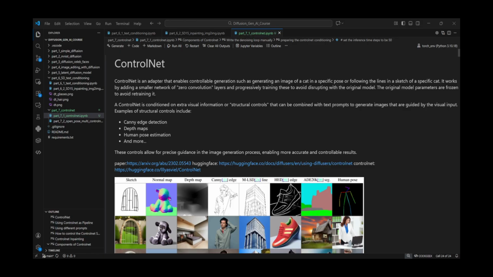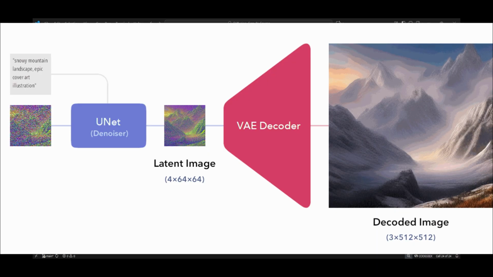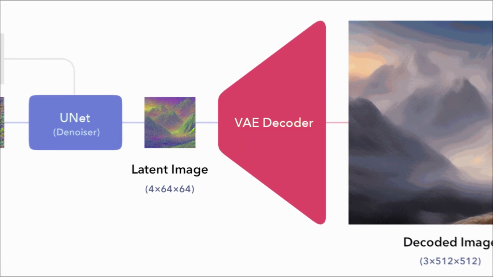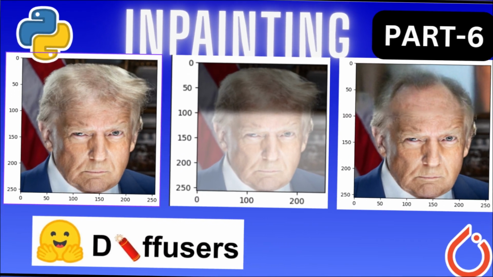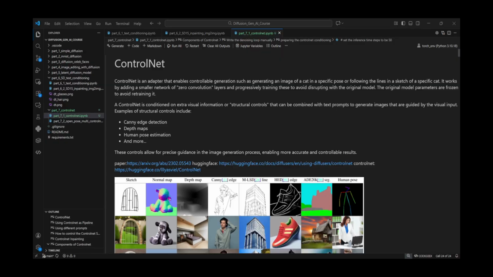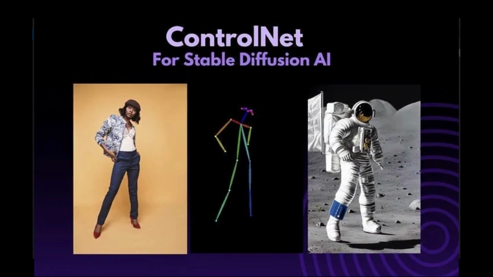So here is the problem with the regular diffusion models. You give them a text prompt, they generate an image, but you don't really have control over the structure, the composition, or even the exact pose of what gets generated. Sure, you can use inpainting or image to image diffusion to get some control, but it's not precise. Sometimes the model just ignores your prompt entirely. ControlNet solves this, and we are going to see exactly how.